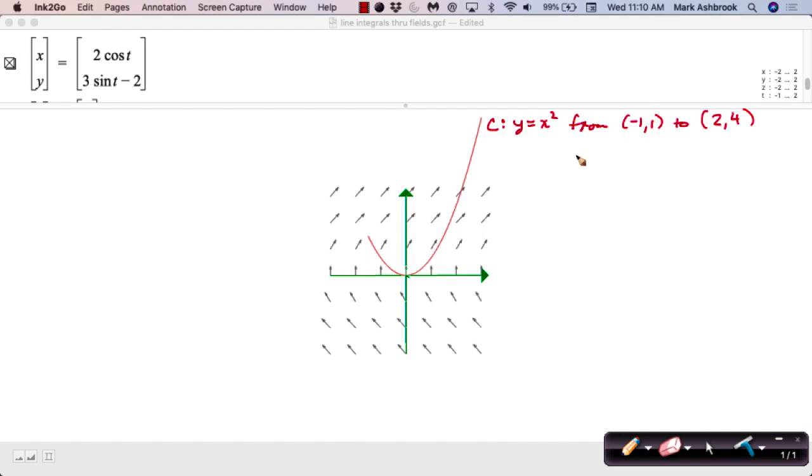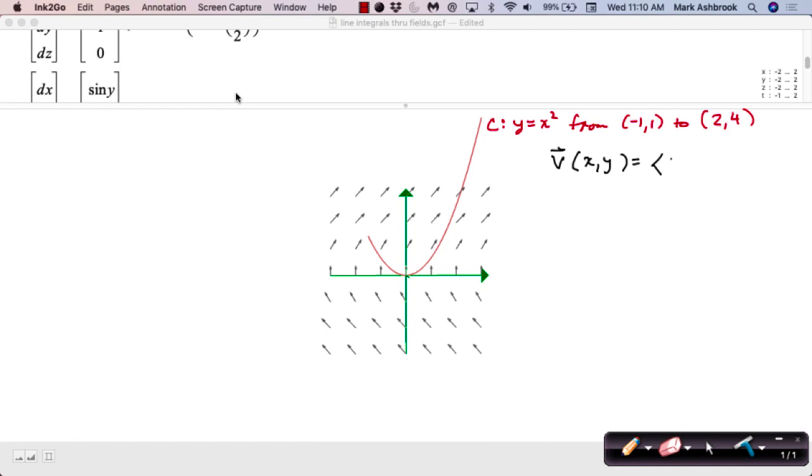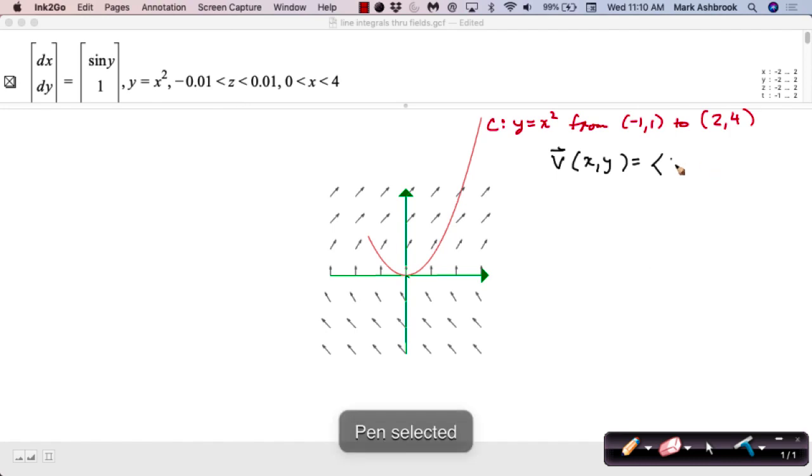What are vector fields, I guess. Oh, I'll just call it V. V of x, y is... no, that's not right. No, this is the vector field: sine y, 1. Okay.